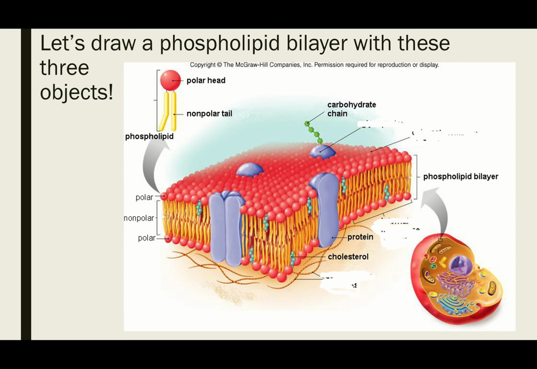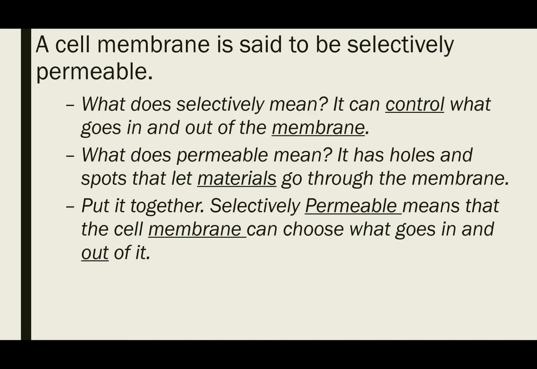We're almost finished with the notes. So a cell membrane is said to be selectively permeable. What do you think that means? So first, to be selective means that it's going to be able to control what's going in and out of the membrane. It's choosing, right? To be selective is to be choosy. So our membrane is selective. It chooses what goes in and out.